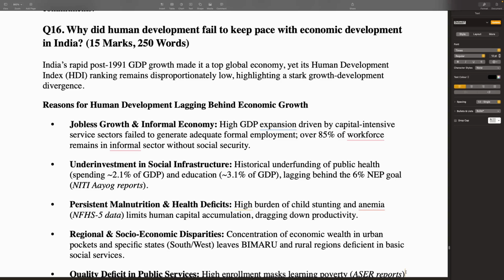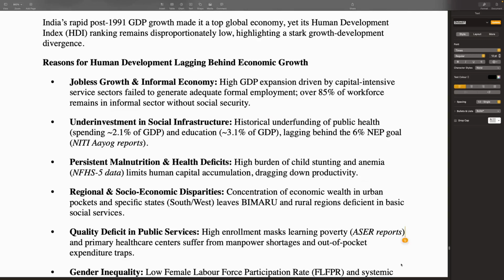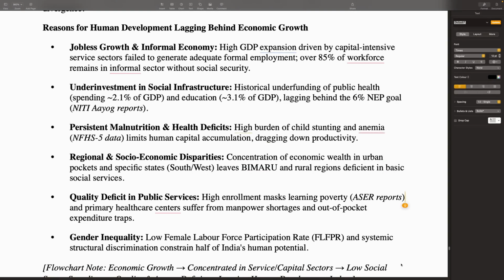Persistent malnutrition and health deficit: high burden of child stunting and anemia, NFHS-5 data, limits human capital accumulation, dragging down productivity. Regional and socio-economic disparity: concentration of economic wealth in urban pockets and specific states southwest leaves BIMARU and rural regions deficient in basic social services.